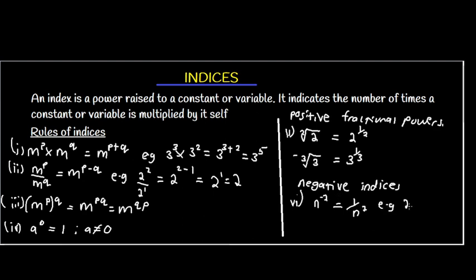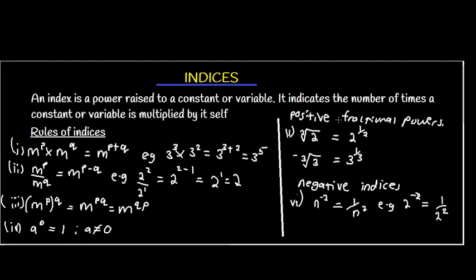Take an example. If we have 2 to power negative 2, this is the same as the inverse, or the reciprocal, which is going to be 1 over 2 to power 2, squared, like that. So these are the 6 basic properties that we need to know to get started with indices.